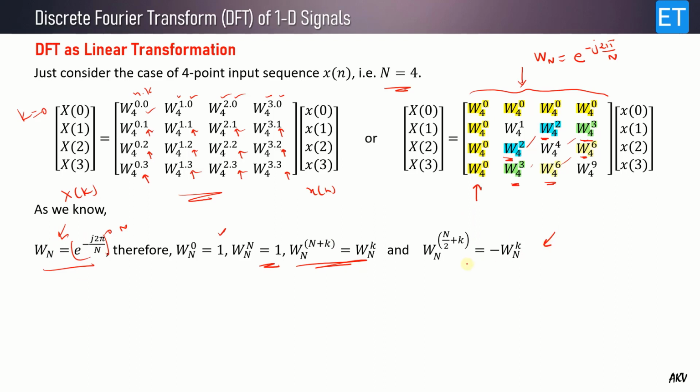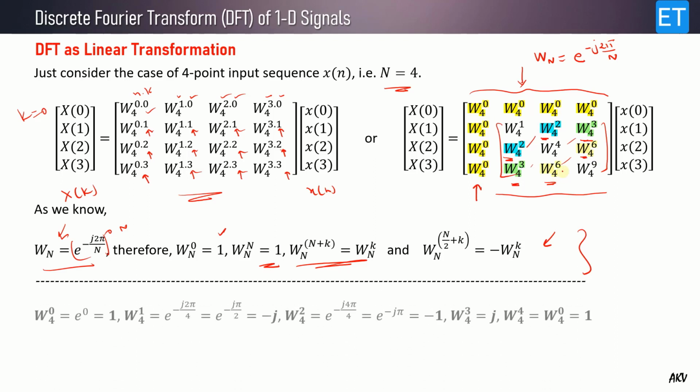Similarly, there is another relationship, W_n^(n/2+k) is equal to minus W_n^k. So with these relationships, you can find all these 16 values here. The first row and first column is easy because all having the power 0, so they are equal to 1. You just need to find only this. And also since we have the symmetry, the computation becomes easier. For example, W_4^2 you have to find once. Similarly, W_4^3 you have to find once, W_4^6 like that.